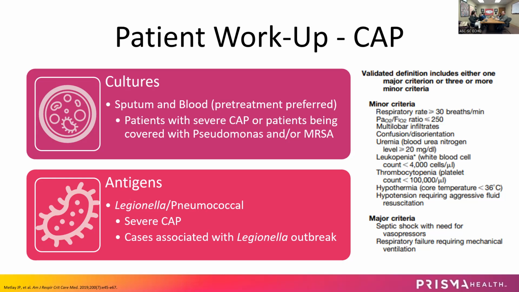And any patient where you're empirically covering for Pseudomonas and/or MRSA, you should also get sputum and blood cultures to help guide that therapy. Also, some urine antigens may be helpful in nailing down a causative pathogen in community-acquired pneumonia: Legionella and pneumococcal antigens. These are recommended in that severe community-acquired pneumonia group. And if you have a case that's associated with Legionella outbreaks, it's specifically recommended to get the Legionella urine antigen in order to nail down that diagnosis.